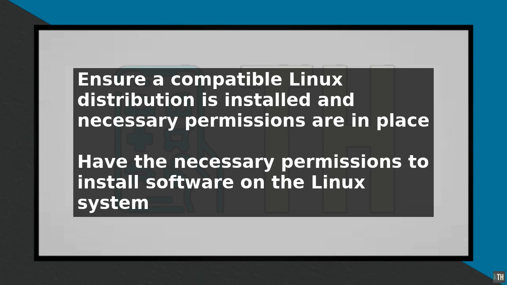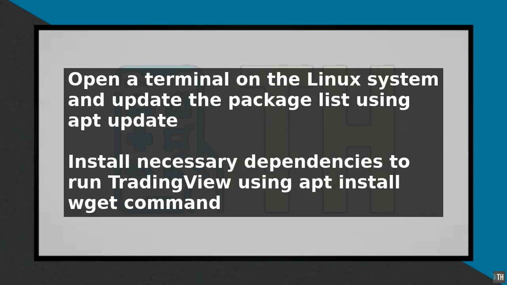Next, you will need to install the necessary dependencies to run Tradingview. Tradingview is a web-based platform, but it can be accessed through a browser or by using a third-party application. To install the dependencies, type the command apt install wget and press enter. This will install the wget package, which is used to download files from the internet.